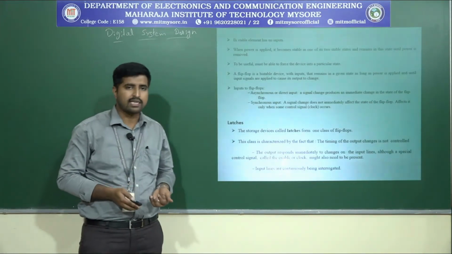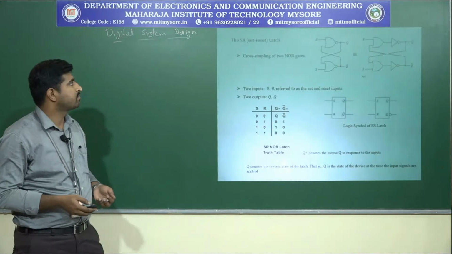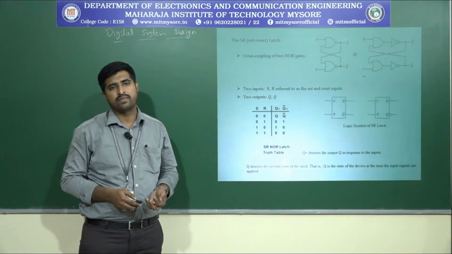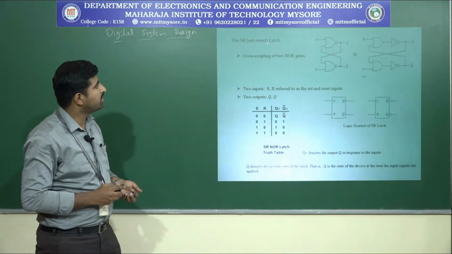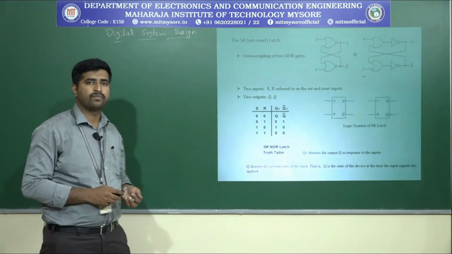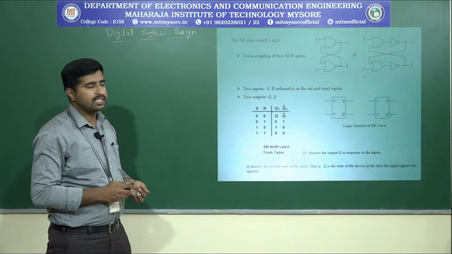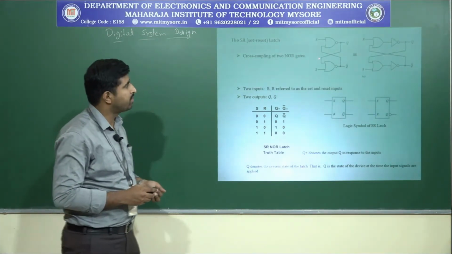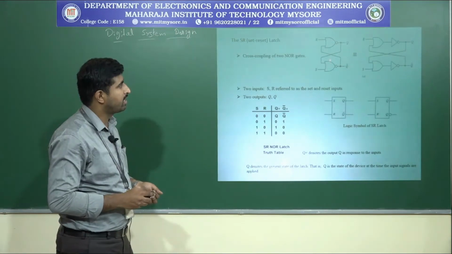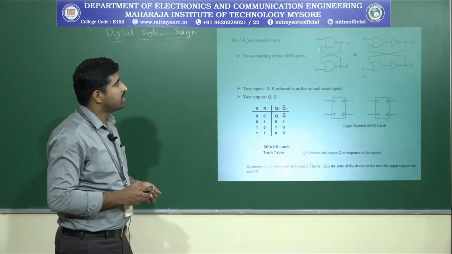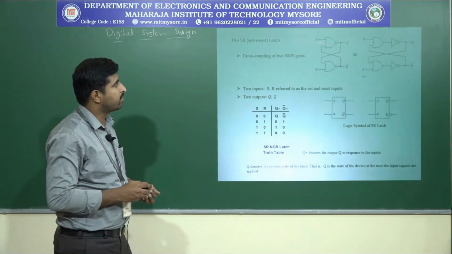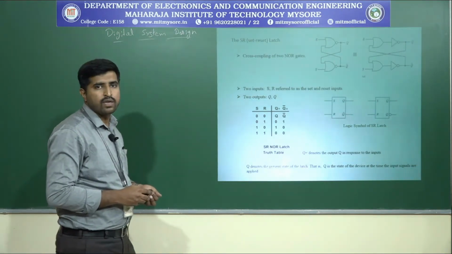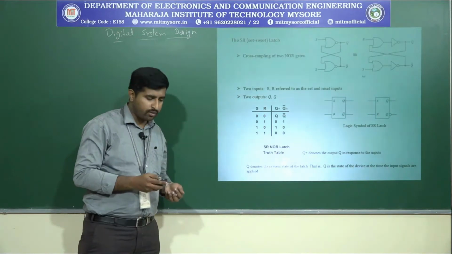The first latch is the SR latch. The SR latch corresponds to the set and reset latch, where S and R correspond to set and reset. The SR latch is a cross-coupled pair of two NOR gates. You can see the diagram here: this is one NOR gate and this is another NOR gate, so this is a cross-coupled NOR gate arrangement. We give the inputs R and S, whereas the bistable element doesn't have any inputs.